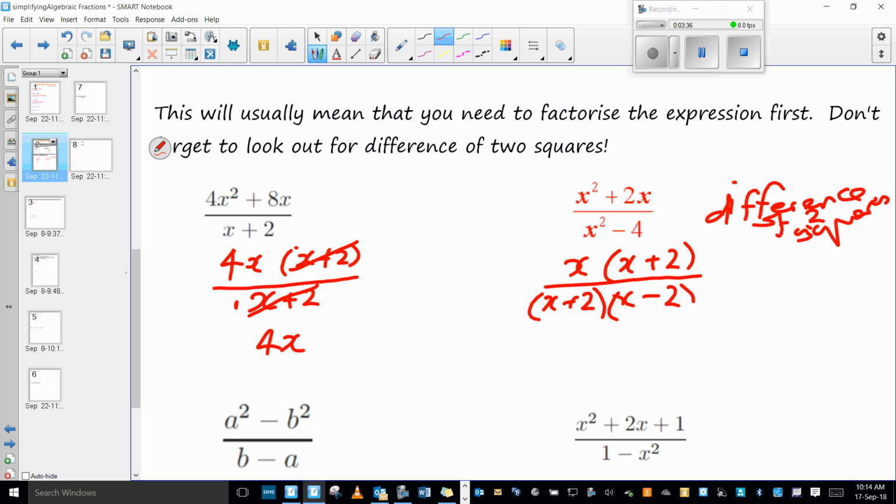So remember this one here is a difference of 2 squares because I have x squared minus 4. Now what can I see is on top and bottom? x plus 2. There you go. And I'm left with x over x subtract 2. So once it's in factorized format, it's actually really easy, isn't it? But you need to recognize that you can factorize these things, and you must factorize them in order to simplify them.